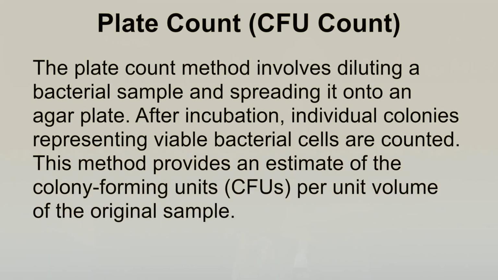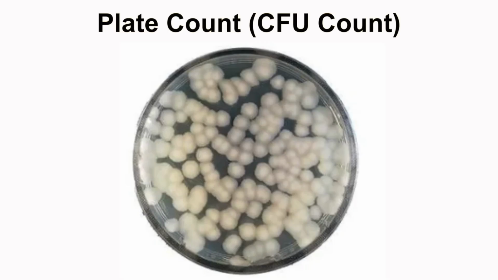First one is the plate count method. This method involves diluting a bacterial sample and spreading it onto an agar plate. After incubation, individual colonies representing viable bacterial cells are counted. This method provides an estimate of the colony forming units (CFUs) per unit volume of the original sample, that you can see in the pictorial representation.